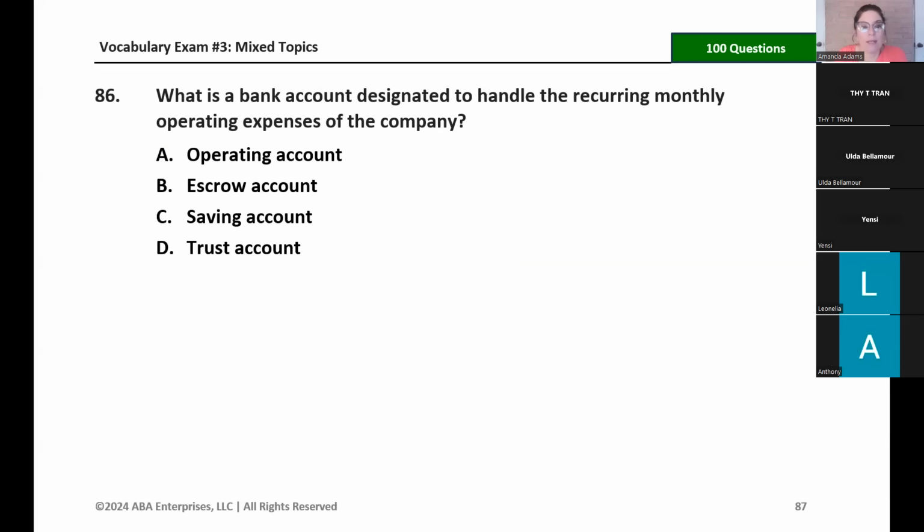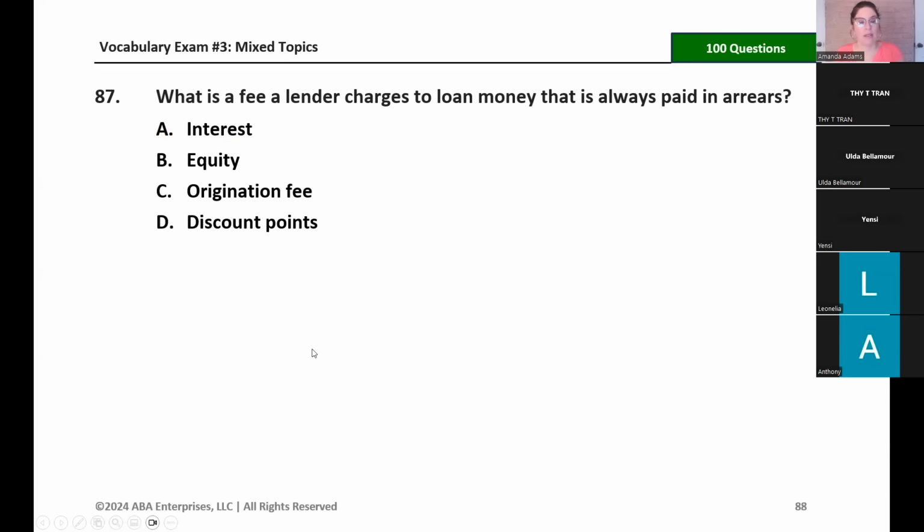86. What is the bank account designated to handle the recurring monthly operating expenses of the company? So this is the bank account that the company is going to use to pay their rent, their light bill, their salaries. That is called the A operating account. All right. Number 87. What is a fee?